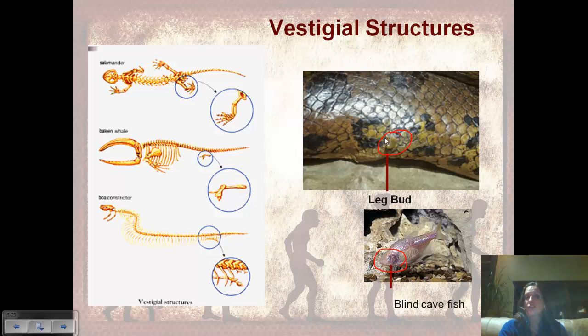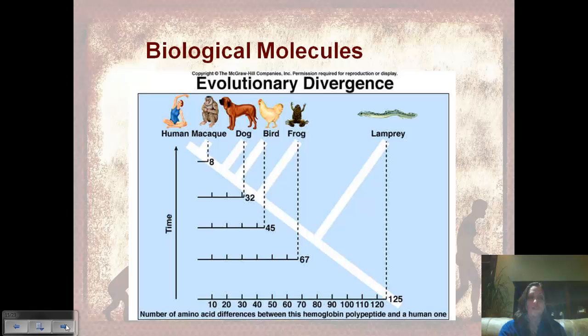Here's another vestigial structure, which is the leg bud. So the snake no longer has legs, doesn't use legs, but it has some of the bones of a leg, which indicates that it probably came from an ancestor that had legs, which indicates change over time.